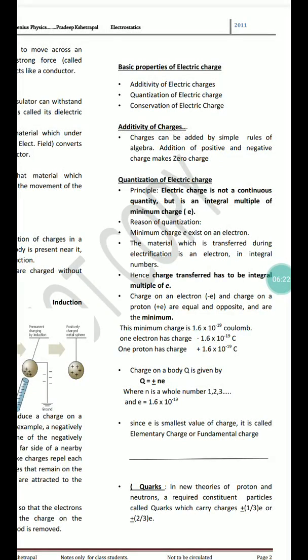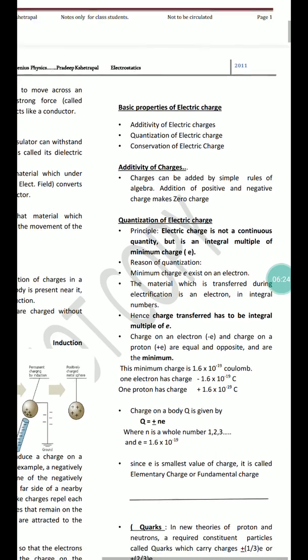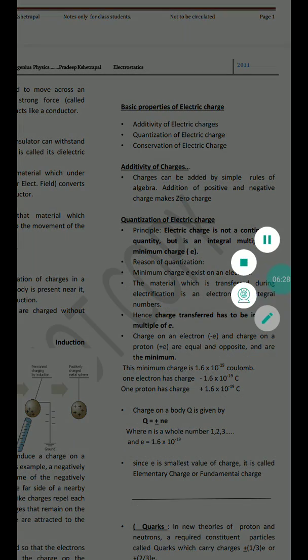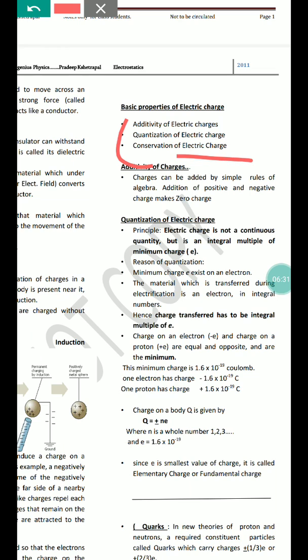Basic properties of electric charge. These are the three basic properties of electric charge: additivity of electric charge, quantization of charge, and conservation of electric charge. Additivity of charge means we can add any two charges. Addition of positive and negative charge makes zero. Suppose we have minus 19 charge on one body and plus 19 on another body, then they both make a neutral body, that is zero charge. It is Q1 plus Q2. This is called the additivity property of the charge.